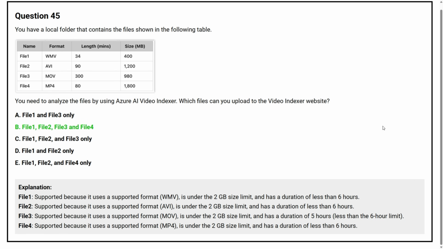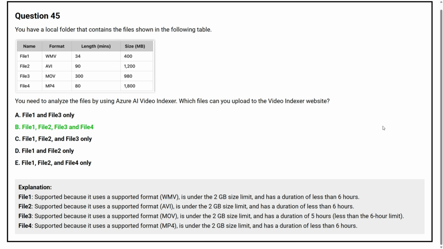File 1 is supported because it uses a supported format, WMV, is under the 2 GB size limit and has a duration of less than 6 hours. File 2 is supported because it uses a supported format, AVI, is under the 2 GB size limit and has a duration of less than 6 hours.